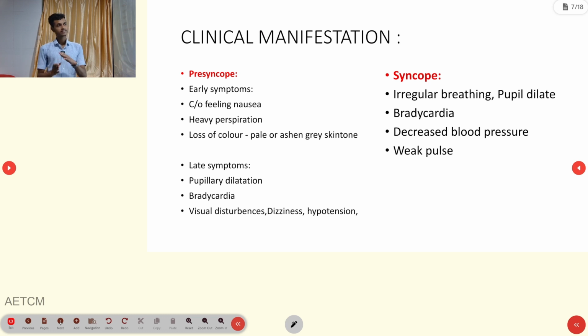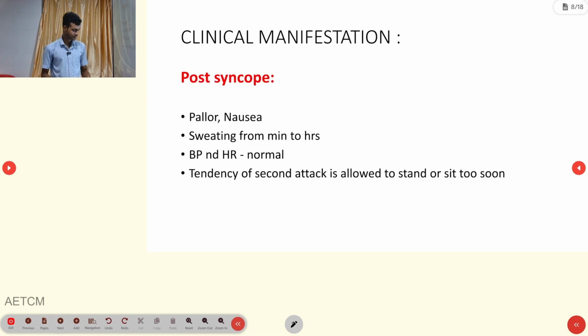Clinical manifestation wise: pre-syncope and syncope. In pre-syncope there are early symptoms and late symptoms. In early symptoms, the person feels nausea, heavy perspiration, loss of color, and a pale ashen grey skin tone. Late symptoms are pupillary dilation, mydriasis, bradycardia, visual disturbance, dizziness, hypotension. During the syncope state there are four major things: decreased blood pressure with weak pulse, bradycardia, irregular breathing, and pupil dilation, mydriasis.